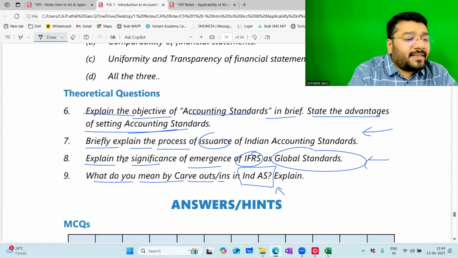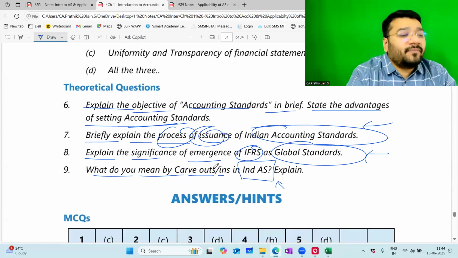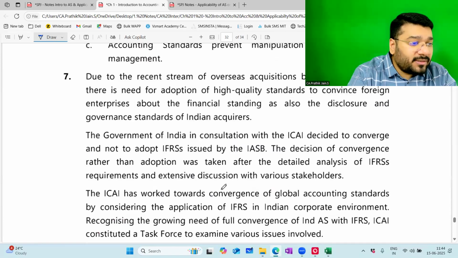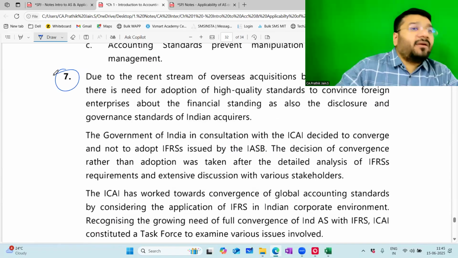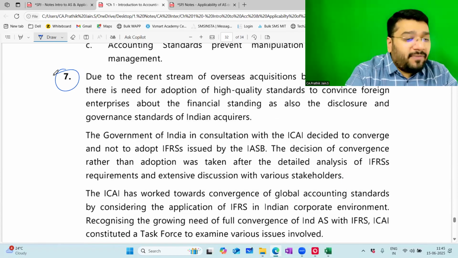Now they're asking what is the process for issuance of Indian accounting standards? The process of issuing, not accounting standards. We studied the process of issuing accounting standards. This is the Ind AS process they ask. If you read point number 7, pretty much it is the same thing we have discussed for accounting standards. But they're not given in that elaborated manner. They give it in a very simple manner.